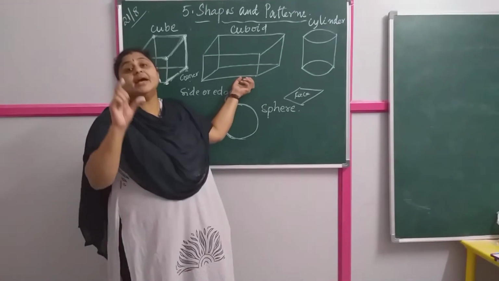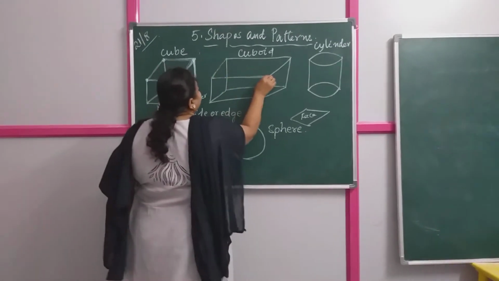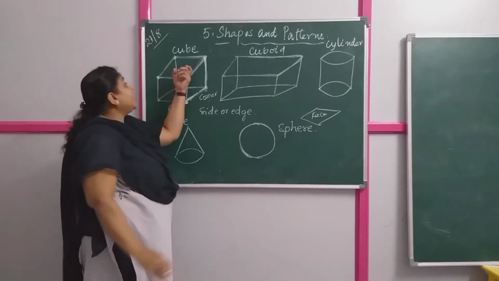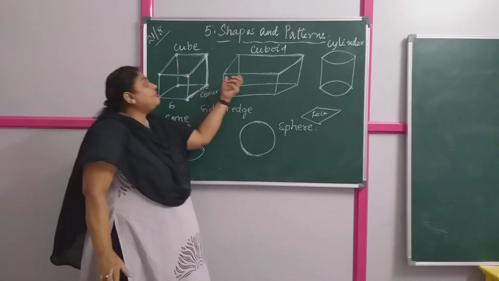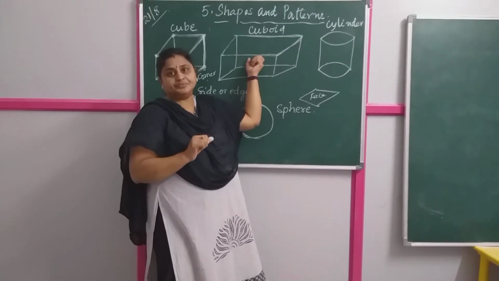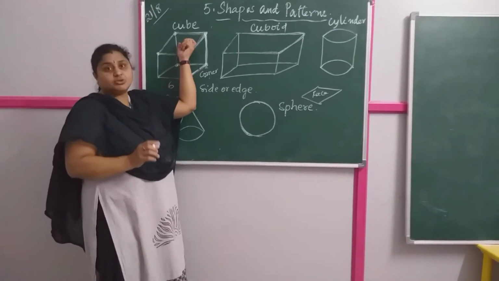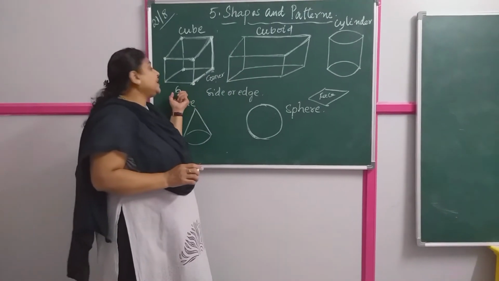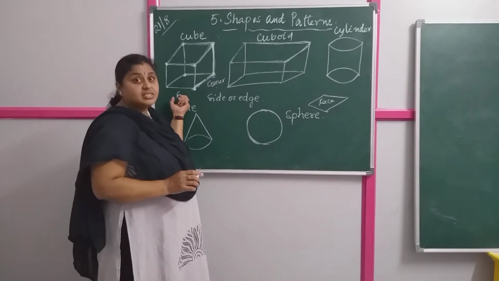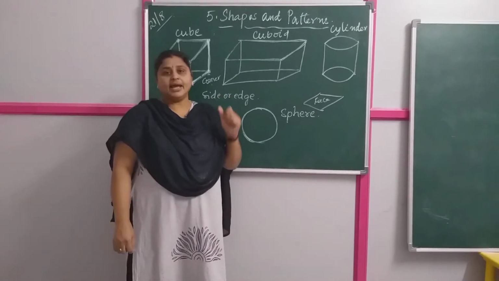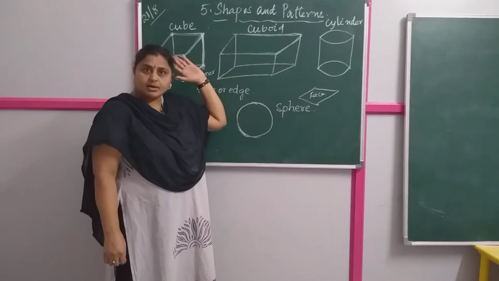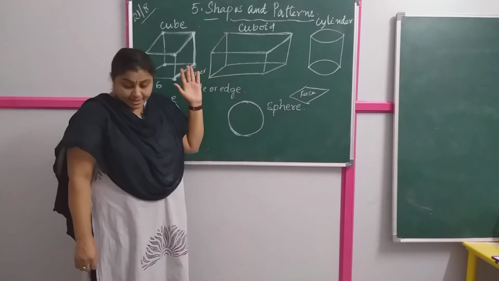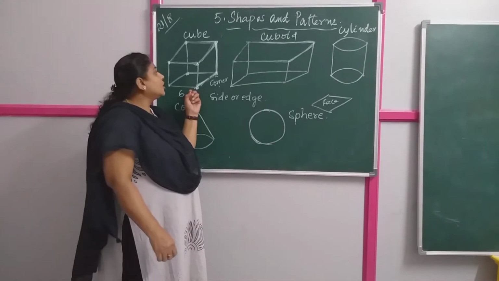Now, cuboid is formed by rectangles. I said the face is nothing but the closed area that is formed with the 4 lines. The face of a cube is square. The face of a cuboid is rectangle. Got it, children? The face of a cube is square. The face of a cuboid is rectangle. Similarly, as cube, it has 6 faces, 8 corners, and 12 edges. A cuboid is also having 6 faces, 8 corners and 12 edges. That is cube and cuboid.